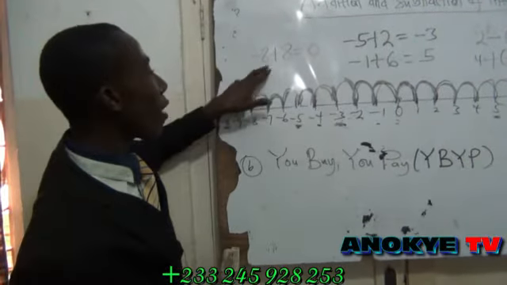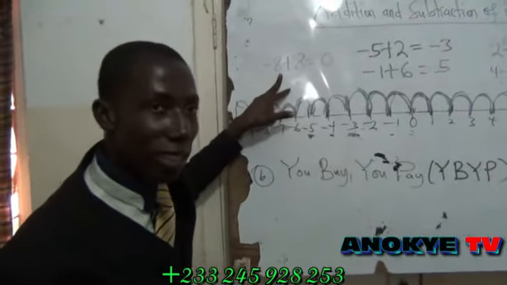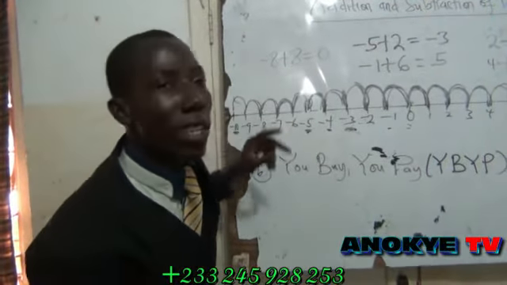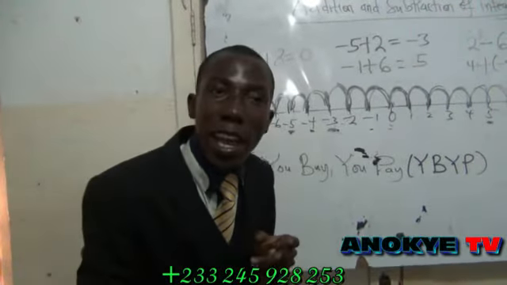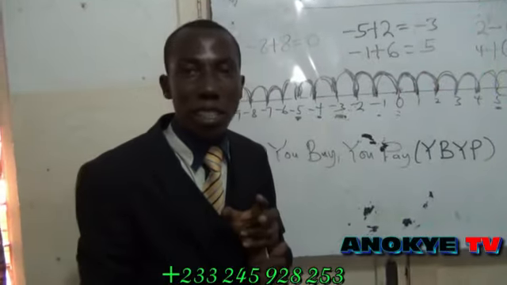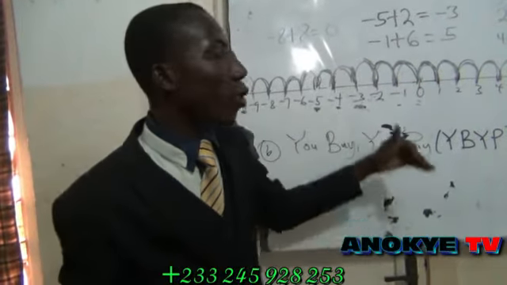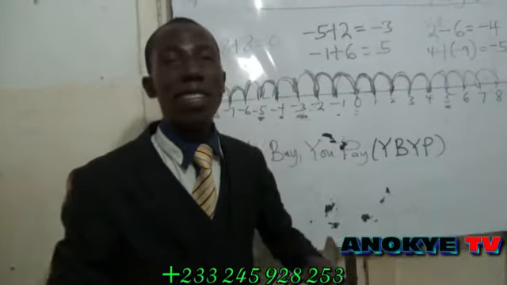And if you want to use "you buy, you pay," you take the negative sign first. You owe 8 Ghana cedis, and you've paid 8 Ghana cedis. You don't owe her. She will not give you change. Therefore, it is 0. So you see, mathematics is an easy subject.